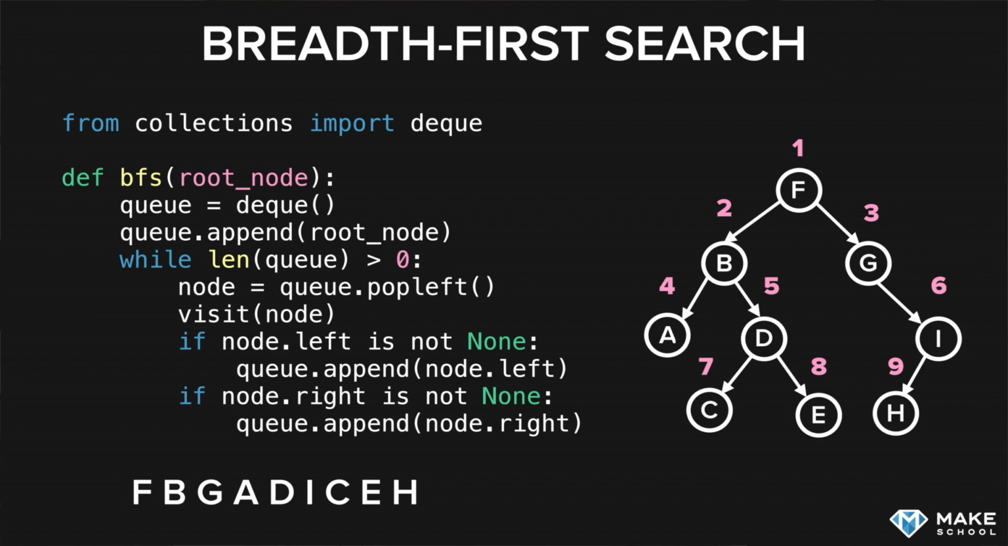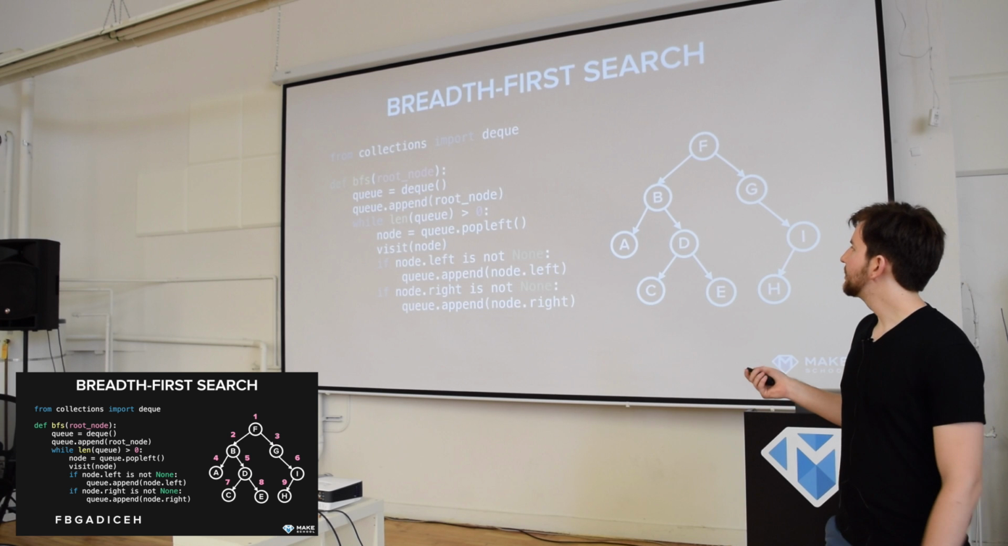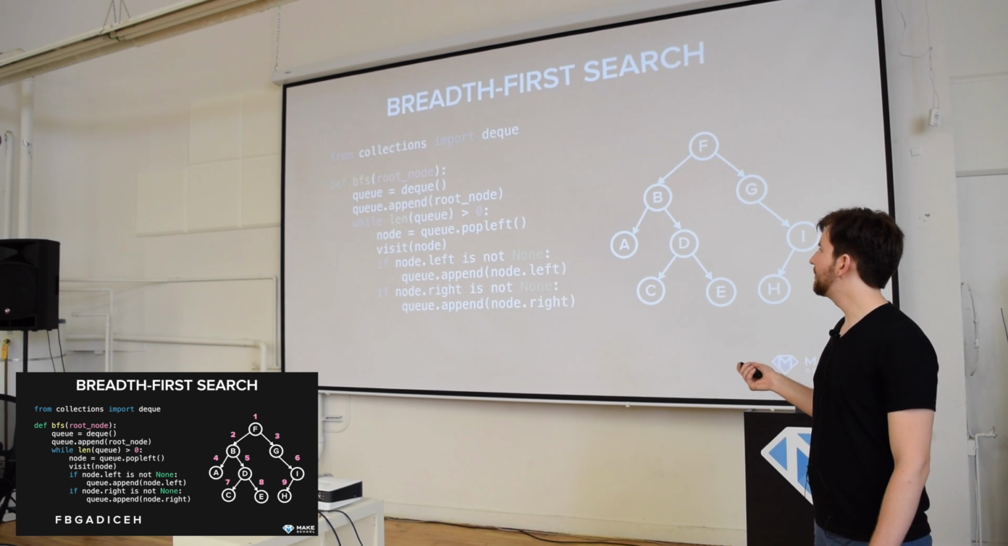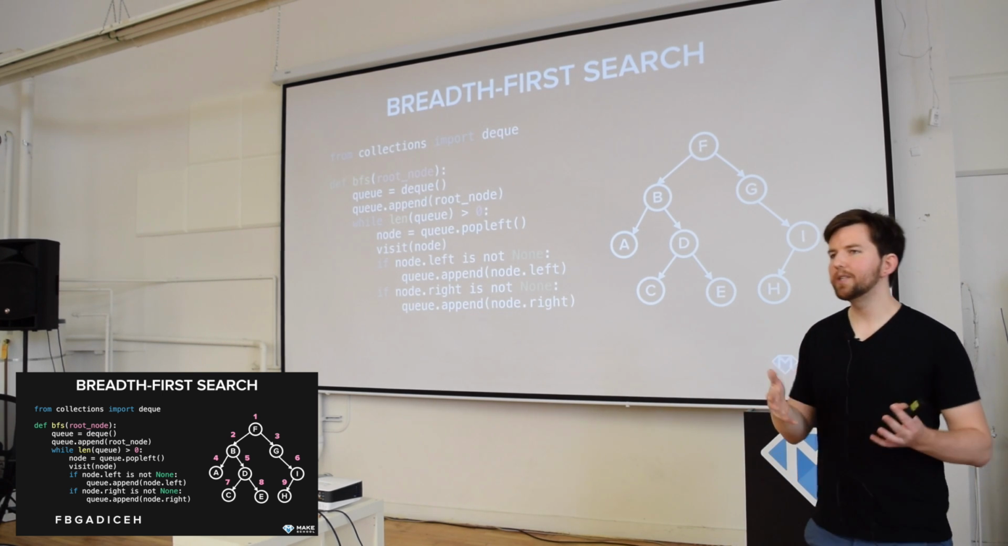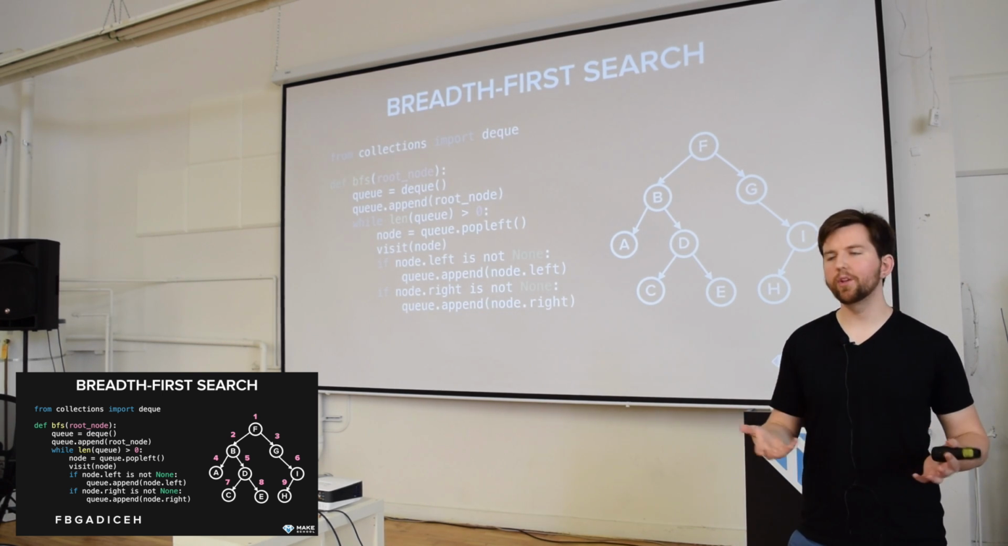So let's look at it. What happens when we call breadth first search with the root node, which is F? Well, first we construct a queue, and then we append the root node. So now we have our queue and it's got one item in it, the root node. And then we have a while loop. This is where it's iterative versus recursive. While the length of the queue is greater than 0, we're going to do all this stuff. That means once the queue is empty and has no more nodes in it, we're done with our breadth first search.